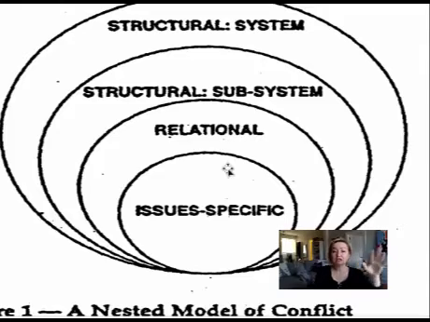We think, oh, it's a simple conflict. Okay, so let's look at the relational part of this conflict. What's the relational? Well, patterns. We need to look at patterns of interaction. What are the patterns of interaction? Are there any relational problems between these neighbors?